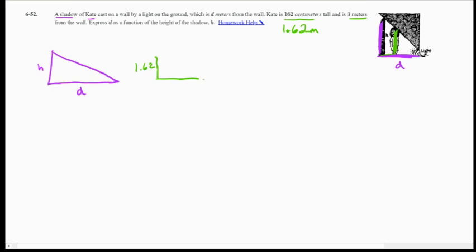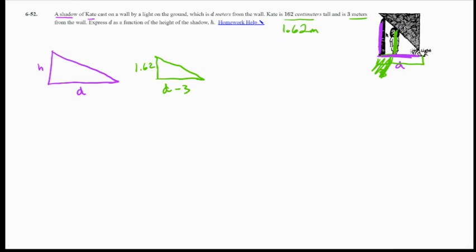And then there's the distance that Kate is from the light, which is the hard part: it's not 3 and it's not d, because remember, this is 3 and we're looking for this distance right here. So really that would be d minus 3, because the whole distance is d, but if I take away 3, that's what's left over. That's how we set up the two different triangles.